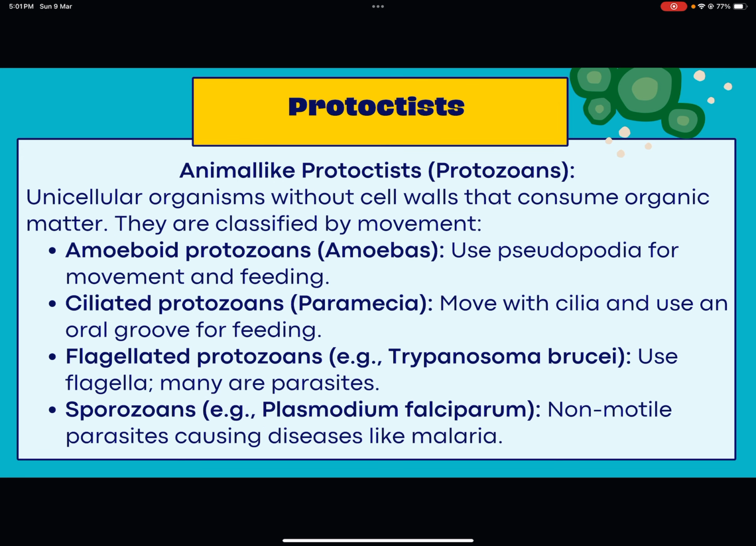Now we have animal-like. The animal-like, we can split into four based on how they move. Okay? So if it's ciliated, of course they're going to move using the cilia. If it's flagellated, using the flagella, and so on. So animal-like, we split them based on how they move.